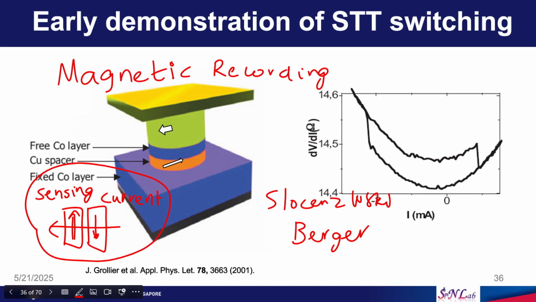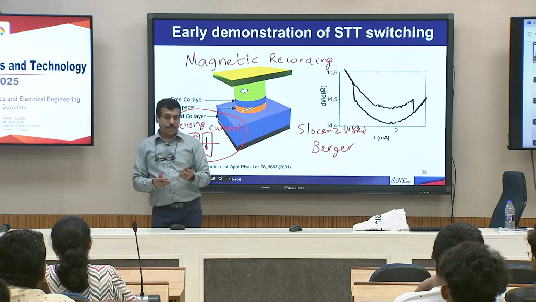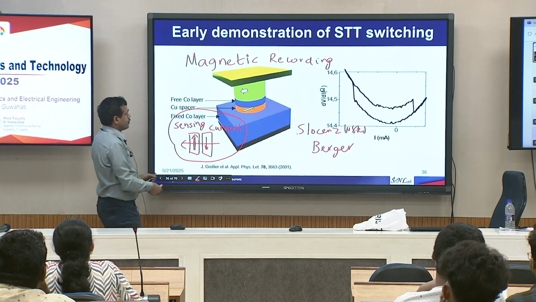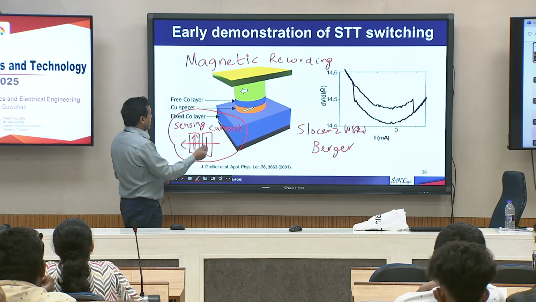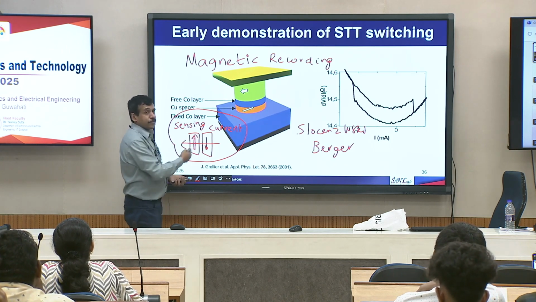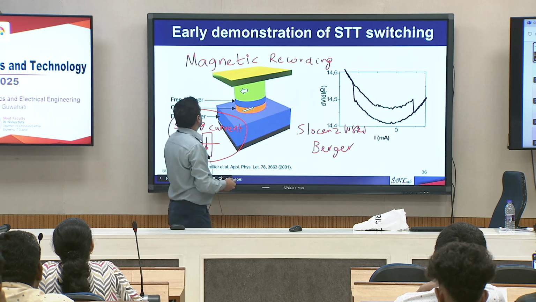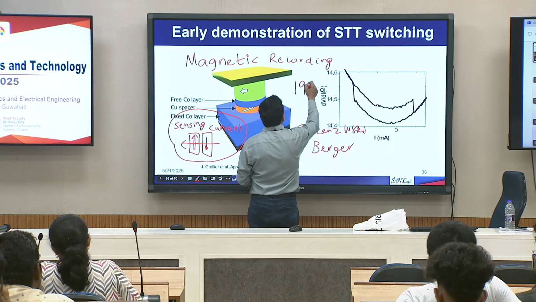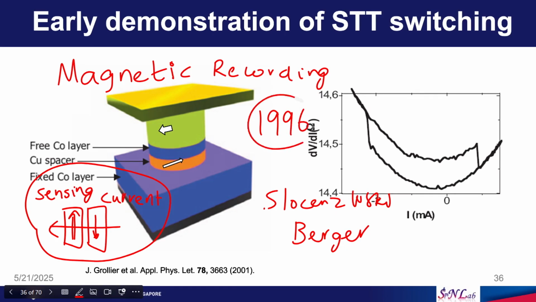So, these two predicted, theoretically, that if you send current through something like this MTJ, the current you send is causing spin transfer torque. Okay. So, this was a theoretical prediction in 1996 based on magnetic recording principles.